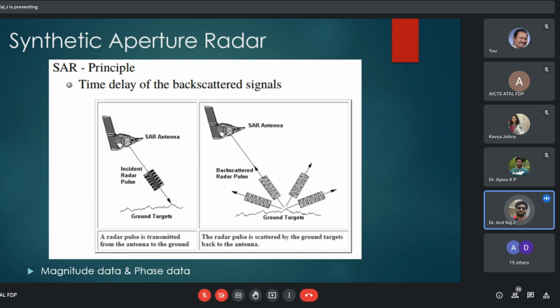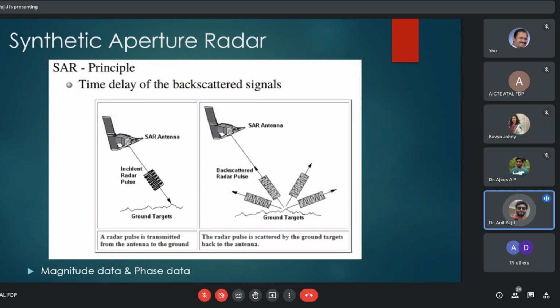From this principle, this technology, we get two kinds of data. The first one is the magnitude data. This magnitude data is associated with the intensity of the backscattered radar pulse. Intensity means amplitude. We have already seen what an amplitude is: the highest possible value of a repeating signal. So this magnitude data is associated with this amplitude. If the intensity of the backscattered signal is low, that particular pixel area will be scaled to smaller values.